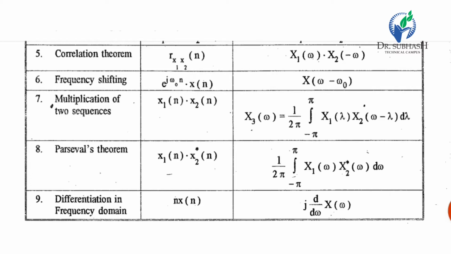Now the next property is multiplication of two sequences. So x1 of n multiplied with x2 of n. In the frequency domain, X3 of omega equals 1 upon 2 pi, integration from minus pi to pi, X1 of lambda multiplied with X2 of omega minus lambda, d lambda.